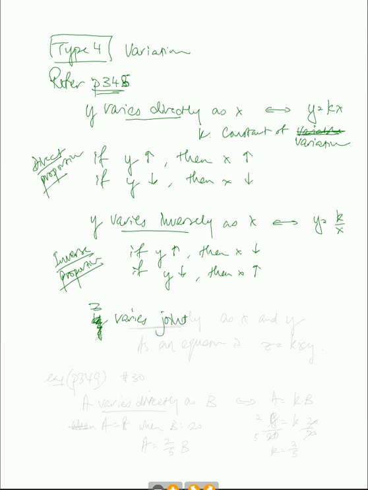Okay, so this is something new. Z varies jointly as x and y. So all this means is that z is dependent on two things. It is dependent on x and it is dependent on y. So as an equation, it is z equals kxy. Okay, so let's look at some examples to see how this is being used.